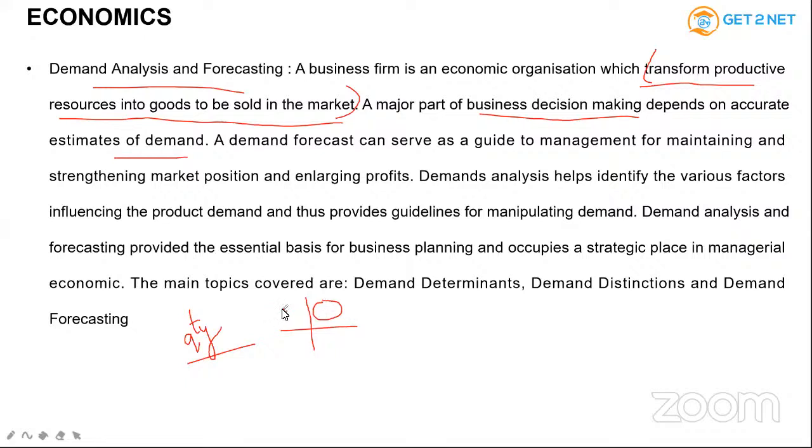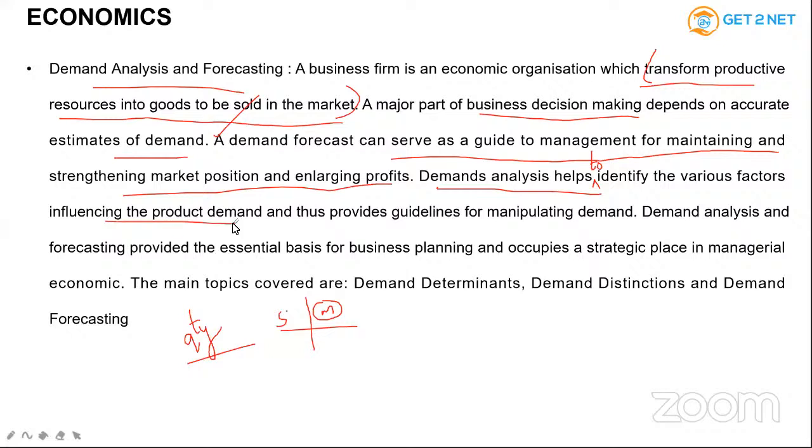Neither can it be too short, nor can it be more than required. A demand forecast can serve as a guide to management for maintaining and strengthening market position and enlarging profits. Okay, so demand forecast actually helps in this way. Now, demand analysis helps to identify the various factors influencing product demand. The different factors, when we are finding out what factors are related to product demand.